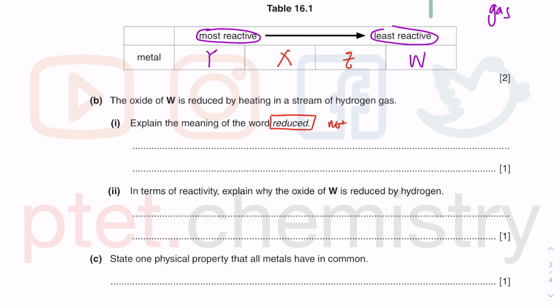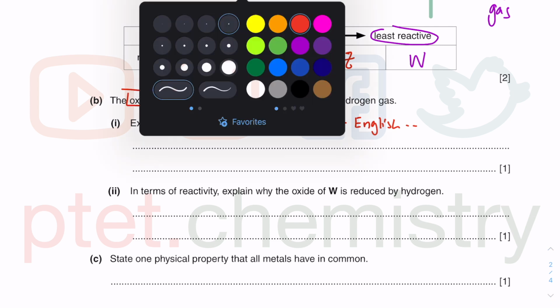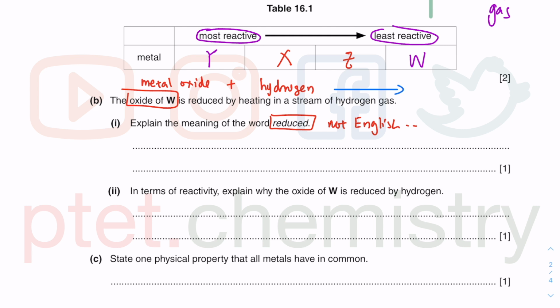Now, a lot of students get confused between the English word and the chemistry term. This is not English, but rather we are talking about the chemistry terms. When we have the oxide of W, so this is the metal oxide, and you are reacting it with hydrogen, the hydrogen takes away the oxygen. The metal oxide loses the oxygen and becomes the metal, and you will get H2O, which is basically water or steam. So when we say it's getting reduced by hydrogen gas, what we can see is the metal oxide becoming metal.